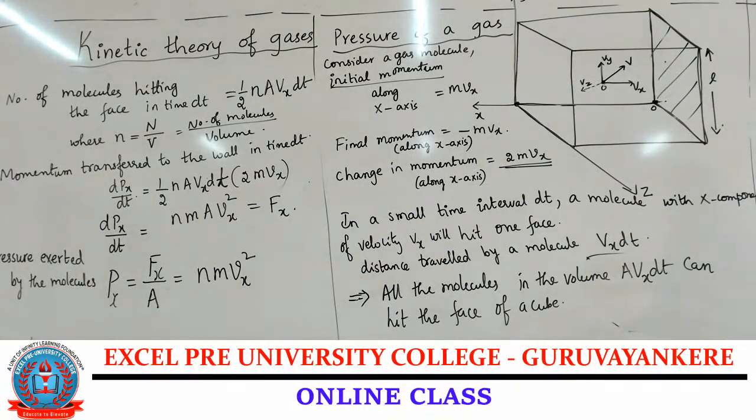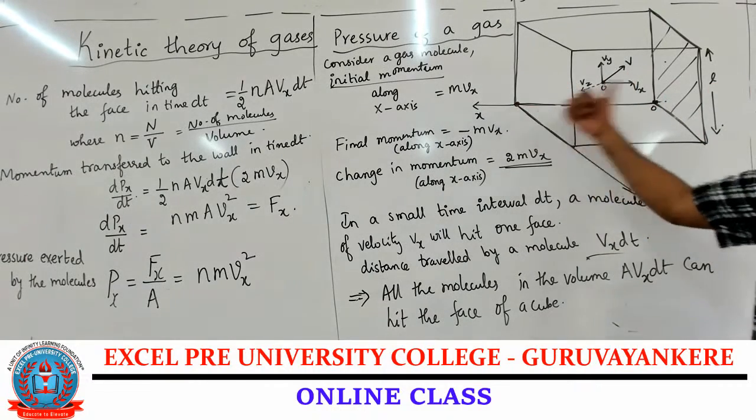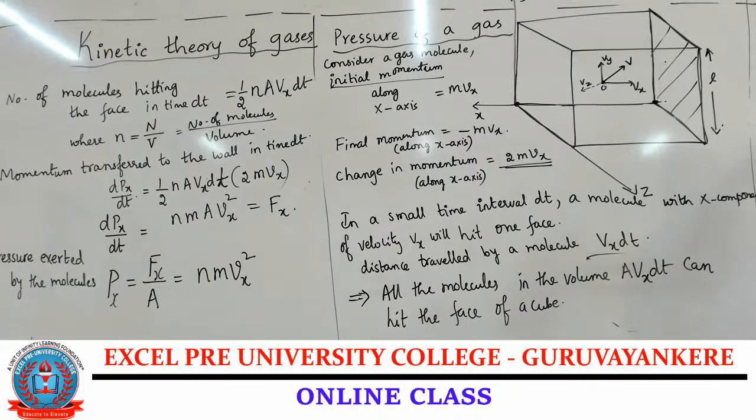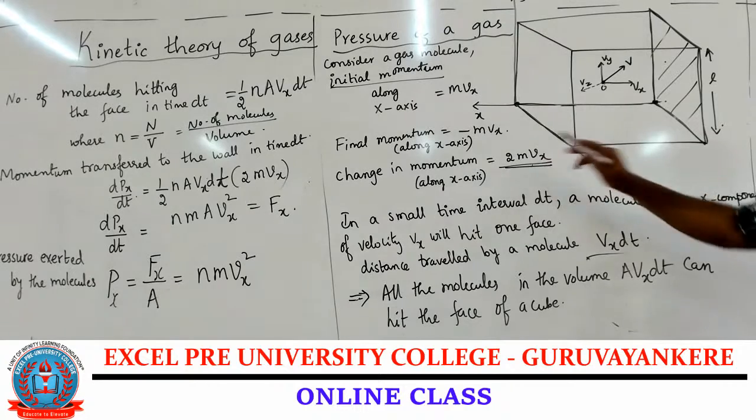I hope I repeat it again. It is a little difficult, I understand. Okay, normally students find it a little difficult. Listen carefully: if a molecule is going from here, forget the origin, from here, it hits this wall. Momentum transferred is m Vx. After reflection, the total momentum transferred is 2 m Vx.